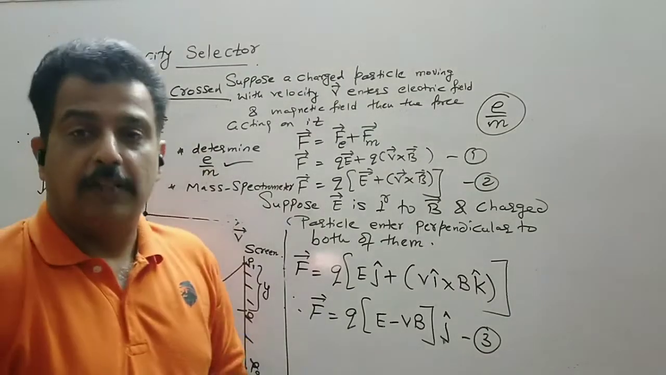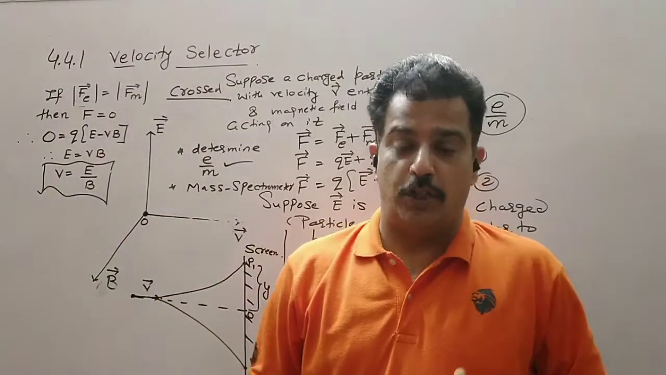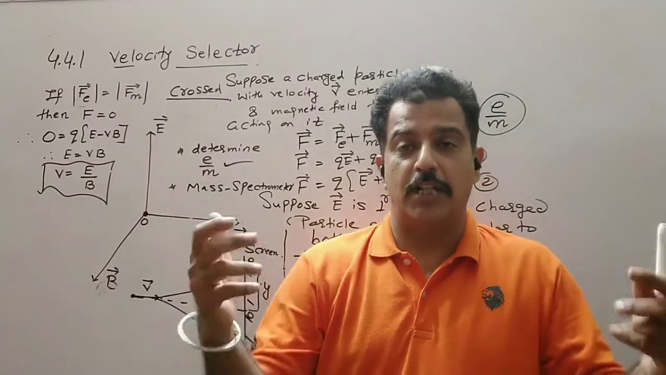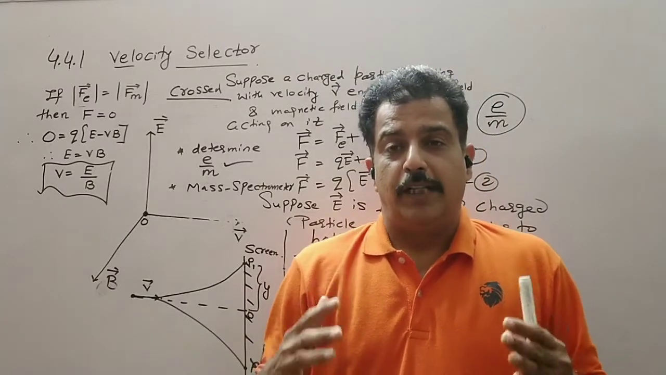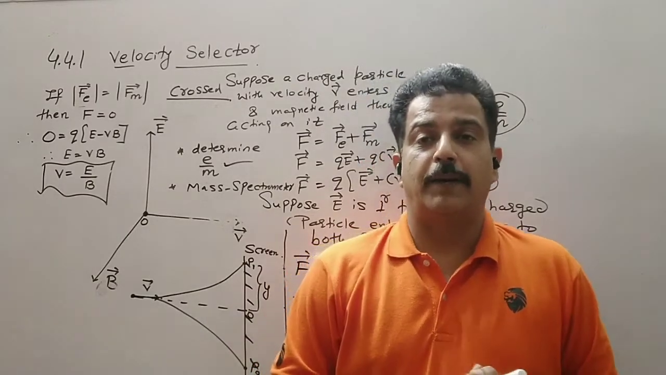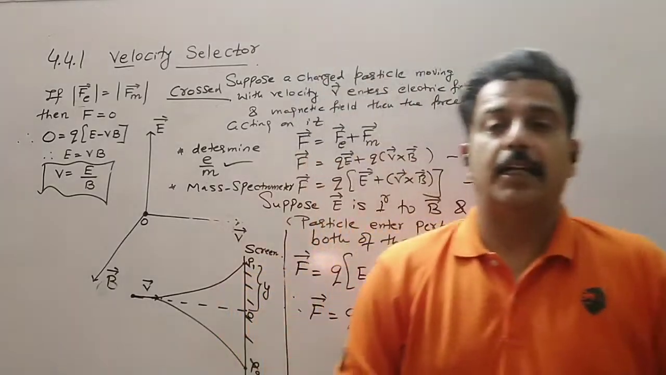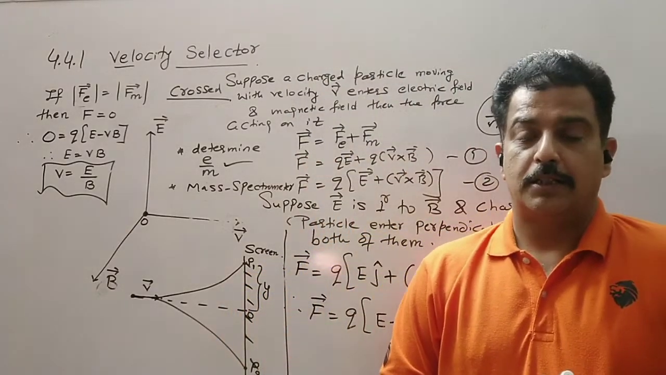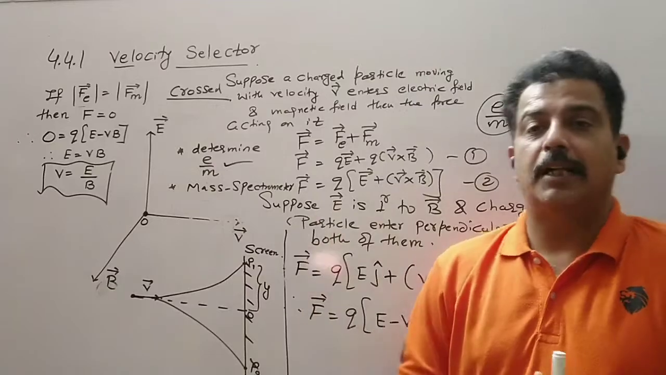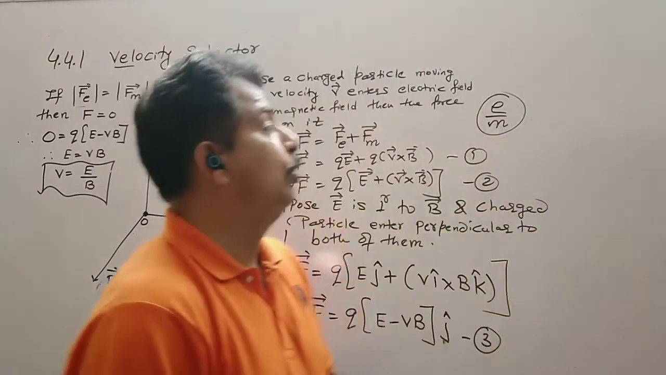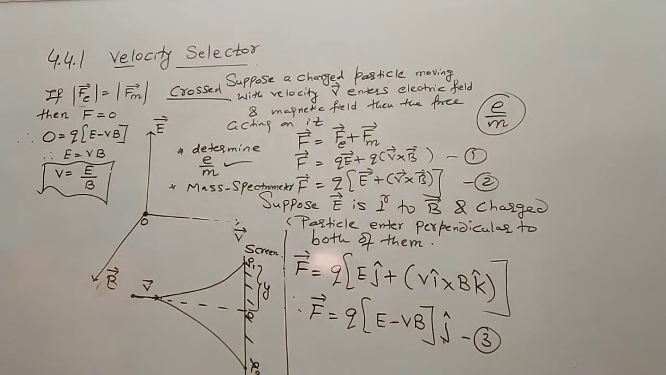In a device called a cyclotron, which is a device to accelerate a charged particle, the electric and magnetic fields should be crossed, that is, perpendicular to each other. So in a cyclotron, the electric and magnetic fields are crossed. So these are the different methods where this theory is useful.